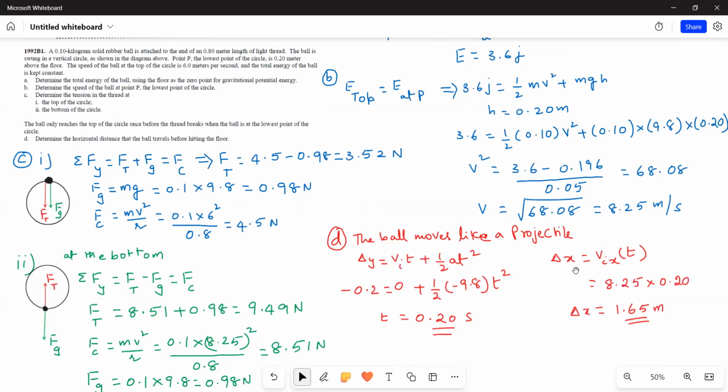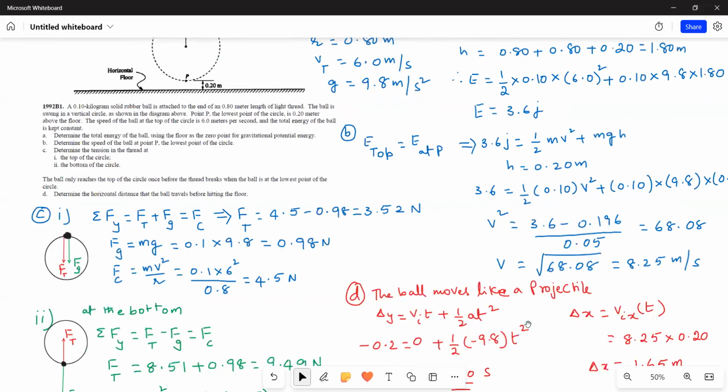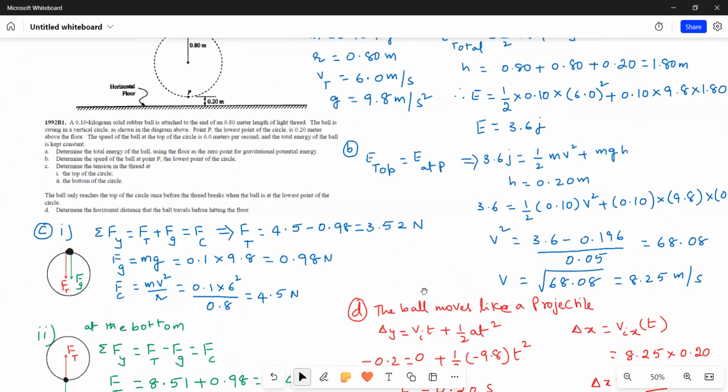Next, horizontal displacement is equal to horizontal velocity times t. Here we already calculated the velocity. This velocity is the horizontal velocity because the vertical component of the velocity is 0 at the point where the thread breaks. So this velocity times the time gives the horizontal displacement. Plugging in the values, you get delta x equal to 1.65 meters. This is the answer for this question.